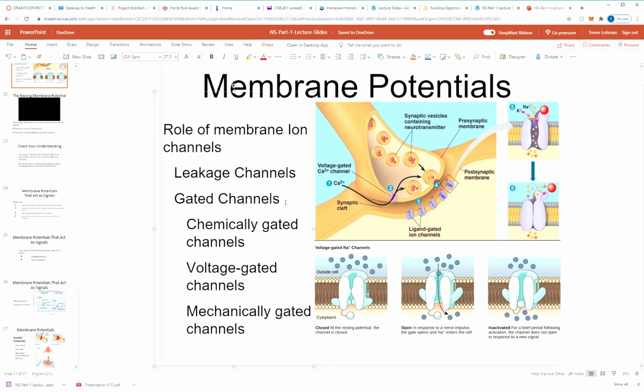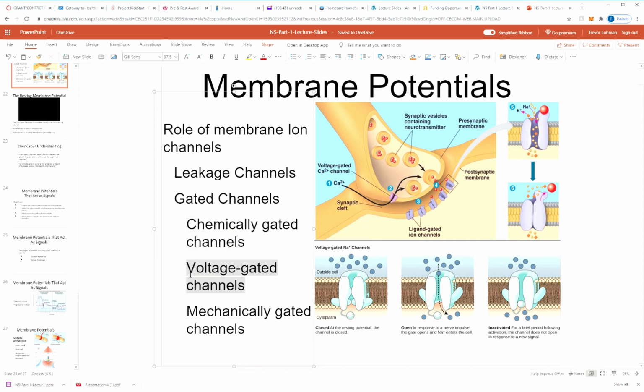Then we have gated channels. Gated channels are gated either by a specific chemical. So if a specific chemical binds to them, they'll open. We talked about some of these last quarter when we looked at acetylcholine-gated sodium channels, right? So these are specifically going to be involved in the formation of graded potentials.